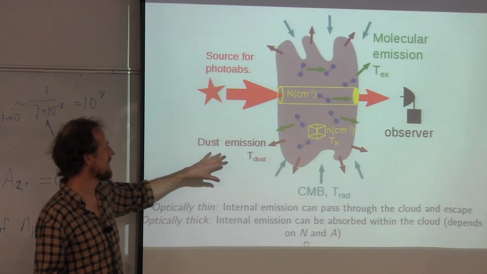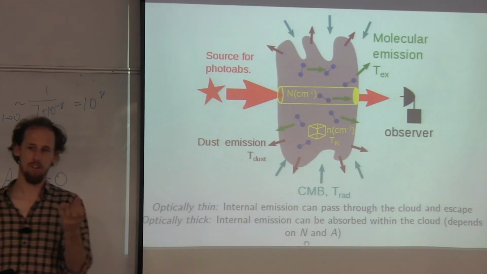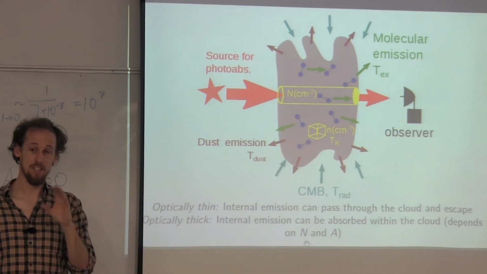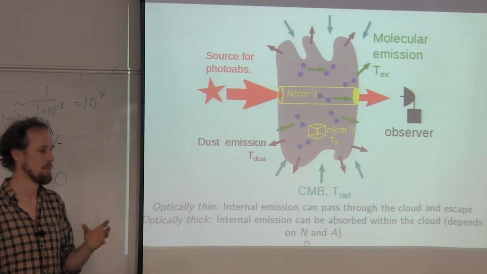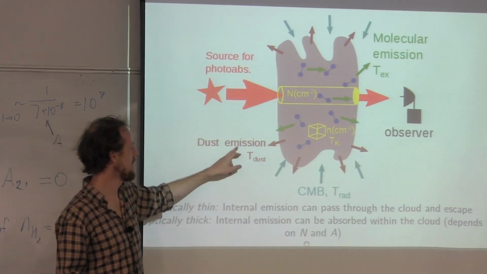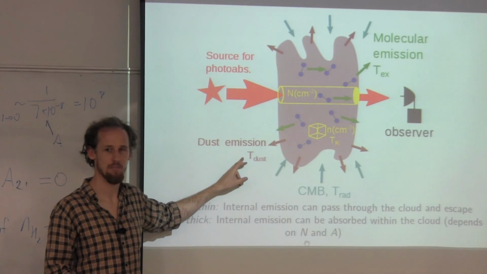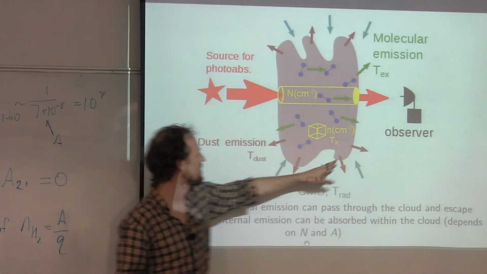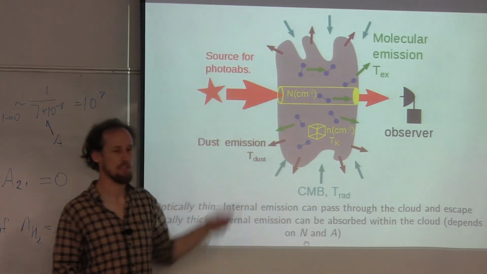We shouldn't forget the fact that this cloud is not just rotating molecules, it's also dust. In fact, it's the dust that you see mostly if you look at a cloud in the visible. It'll become opaque because the dust is absorbing all the starlight. But even in the submillimeter, there can be some dust emission if it's a cold black body dust emission. So there's some radiation which you can potentially observe from the cloud due to the dust.